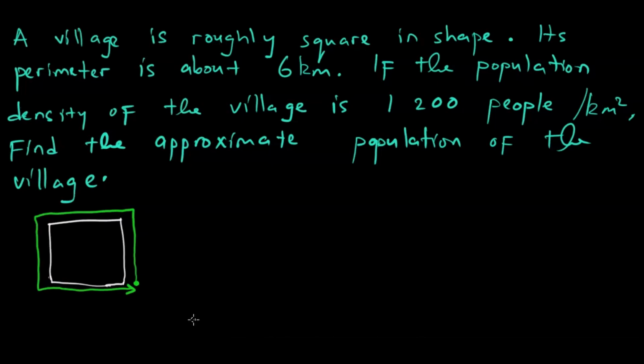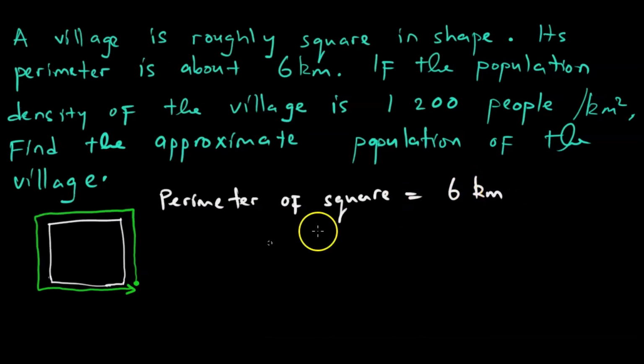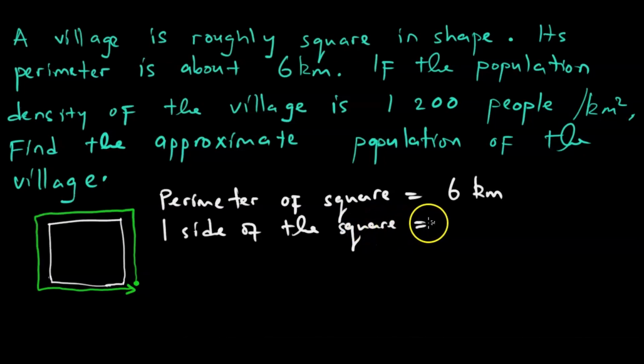But knowing that the square is made up of 4 equal sides, what it means is, if the perimeter of the square is equal to 6 kilometers, it means that one side of the square should then be equal to 6 over 4 kilometers, which is 3 over 2 kilometers. What just happened?